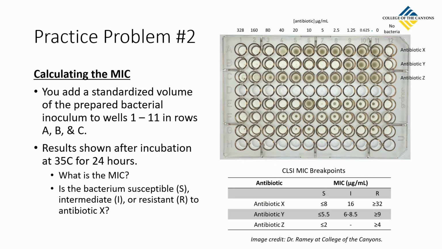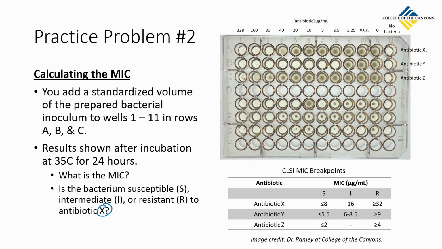So now you finish up: you add the bacteria, so you inoculate the wells in columns 1 through 11, and incubate the plate at 35 degrees Celsius for 24 hours. What is the MIC? And is the bacterium susceptible, intermediate, or resistant to the antibiotics? So it just says antibiotic X here. We're going to calculate what it is for all 3 antibiotics.